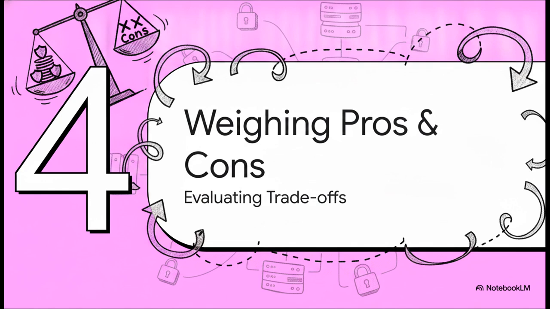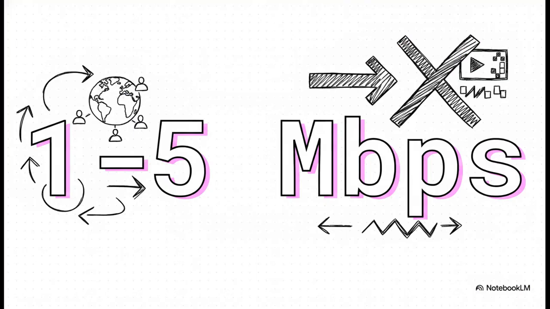Part 4, weighing pros and cons. Okay, let's look at the real-world numbers, starting with bandwidth, because this is absolutely crucial. DOM reconstruction only needs about 1 to 5 megabits per second per session. Compare that to the massive 5 to 20 megabits you'd burn streaming video for pixel pushing. That's a staggering reduction. If you've got a distributed workforce on spotty internet connections, that's a total game changer.